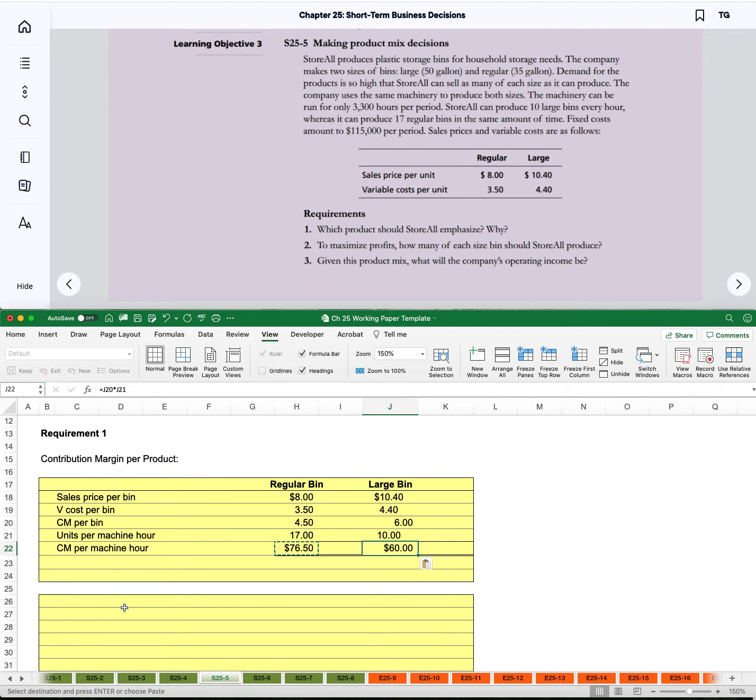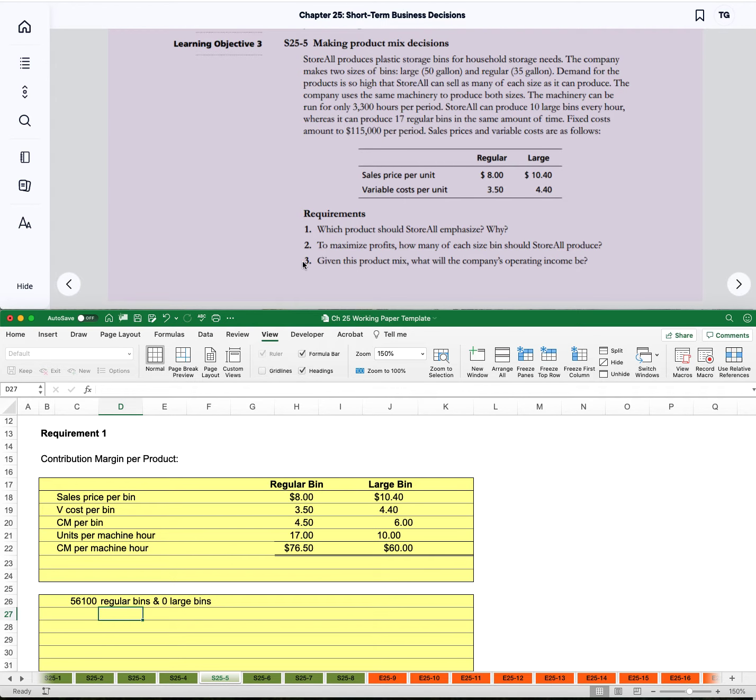And for each of those hours, we can produce 17 regular. So 17 times 3,300 hours, we should produce 56,100 regular bins and 0 large bins.